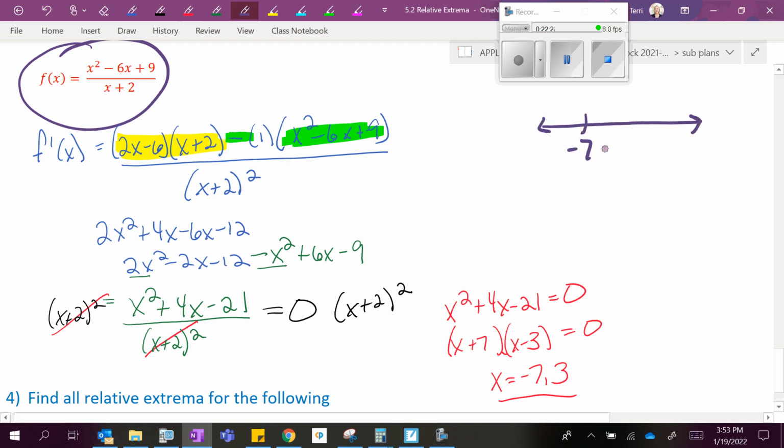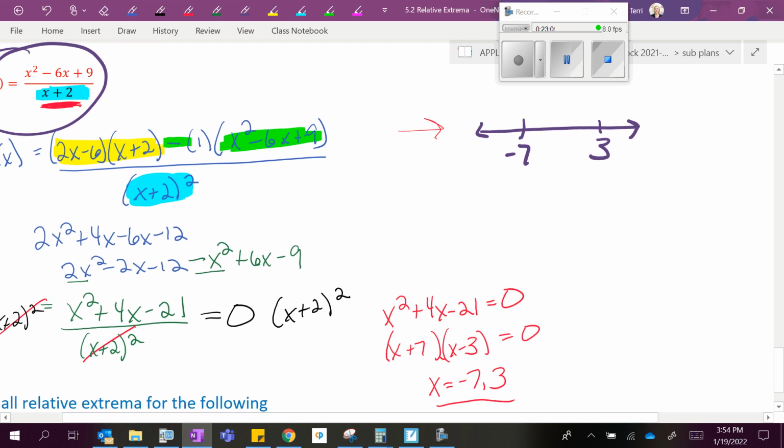Now, I also want to look at what makes the derivative undefined, which would be negative 2, right? But I'll talk about this more next week in class. But I don't include negative 2 as a critical number because it's not in the domain of my original function. If you look at the original function, it's going to have a hole or an asymptote at negative 2. So it cannot be a max or min if it doesn't exist. So anyway, I'll talk more about that later. But just for now, just know that our intervals are split at negative 7 and 3.